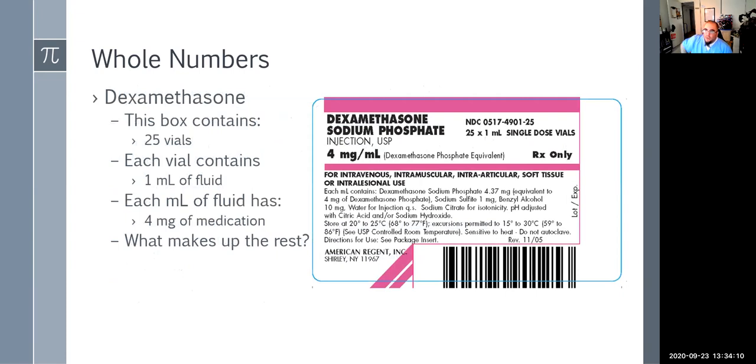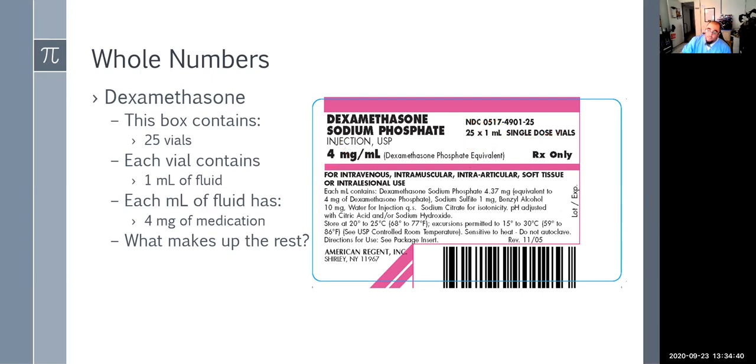So here's a common drug we will deal with: dexamethasone, which is a steroid, right? Steroids help reduce inflammation, reduce pain. So looking at this with whole numbers, the box contains 25 vials, right? There's the number of vials. It's single dose vials. Each vial is about 1 milliliter. And then each milliliter of fluid contains 4 milligrams of dexamethasone.